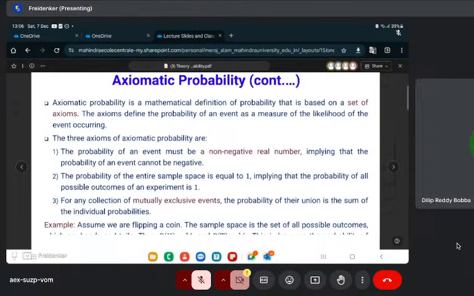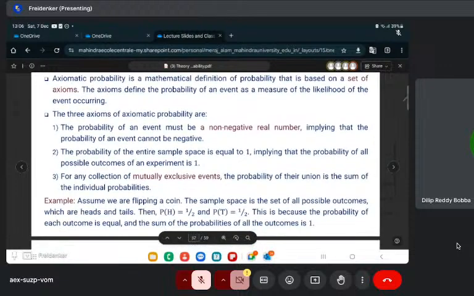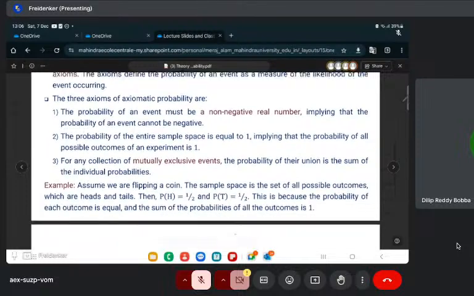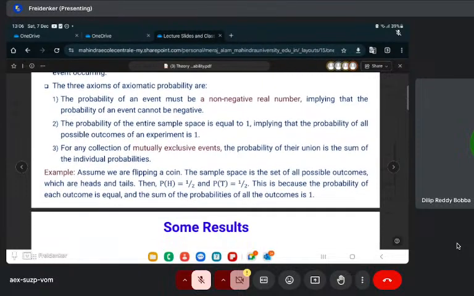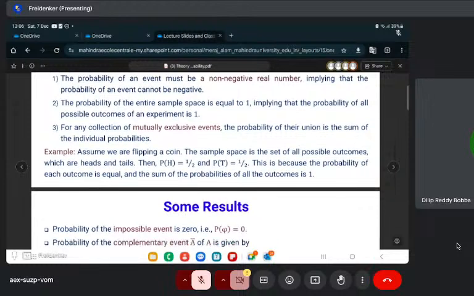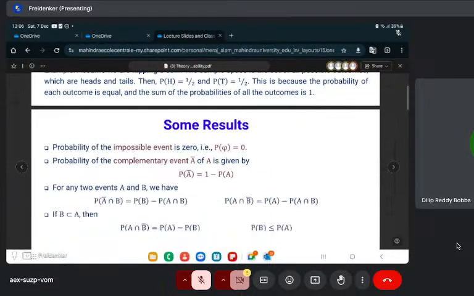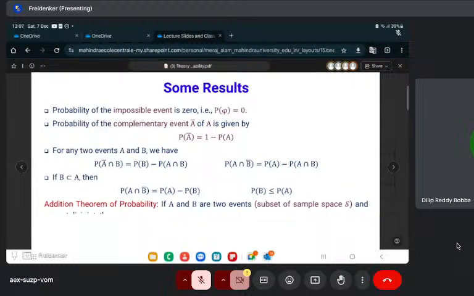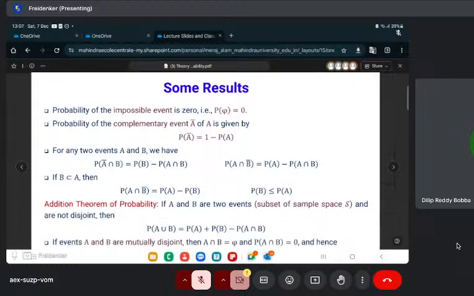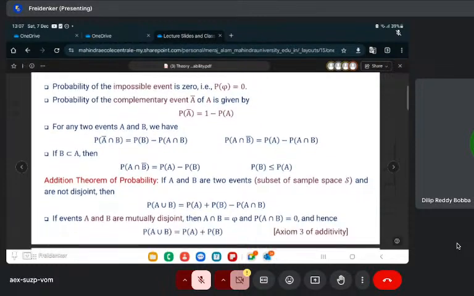It's the same thing. Probability should be non-negative. Total probability is one, and if you have mutually exclusive events, the probability of their union is basically the sum of their individual probabilities. That is fine. Impossible event is zero. Okay, and we can write this. So probability of complement of A is nothing but 1 minus probability of A. That is also fine.